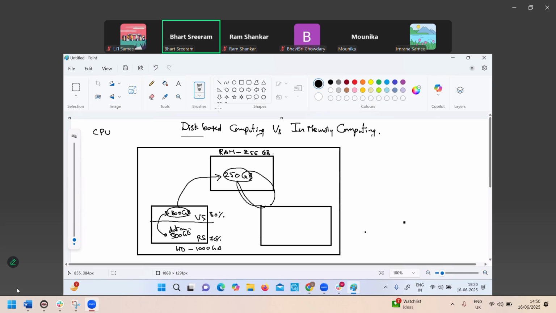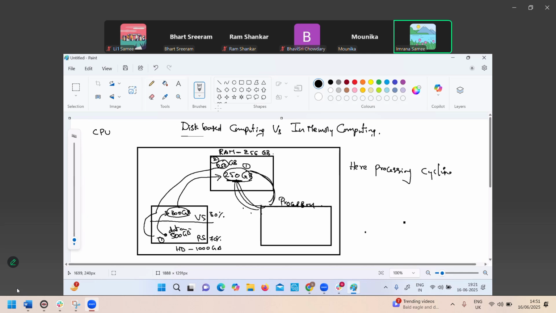Now cycling is between RAM and processor only. Once this 256 GB of data is completed, the remaining part will be released from the virtual storage. So this is step number 1, step number 2. Remaining maybe 250 GB. This is 1, this is 2. Once the first part of data is completed, now the cycling is between RAM and processor.